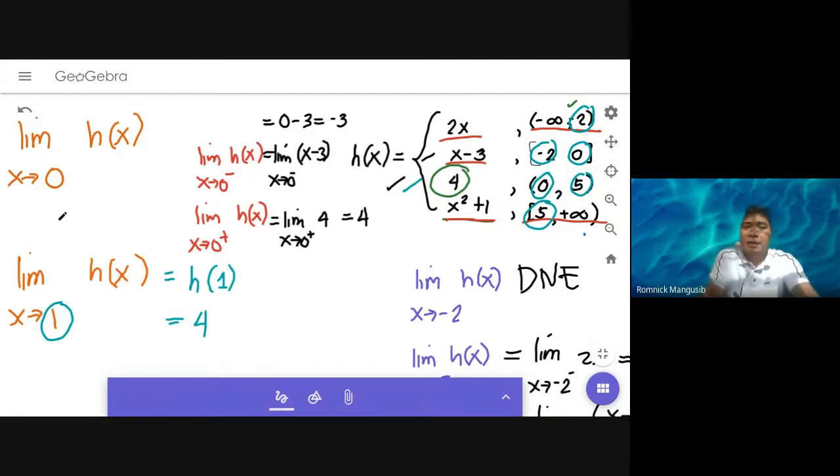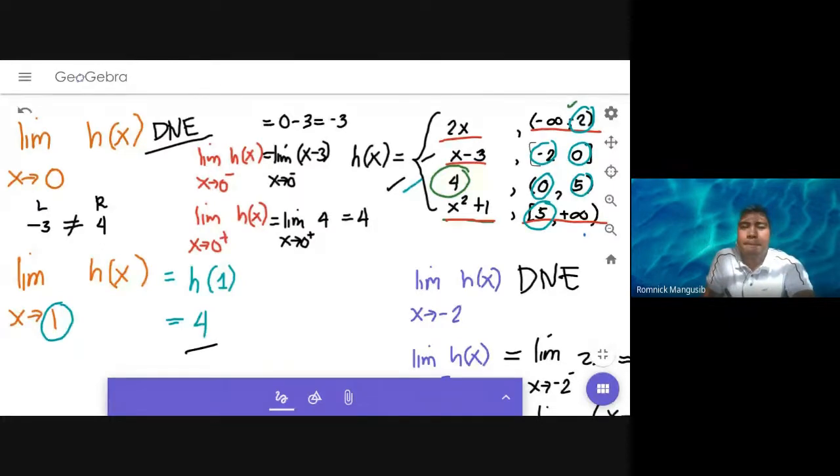In this case, class, you need to observe left and right. Left provides you -3. However, for right, it gives you 4. They both exist, yes, because they are real numbers, but they are not equal. Therefore, limit of h of x as x approaches 0 does not exist. So the answers are does not exist and 4. So that makes it crucial on that part.